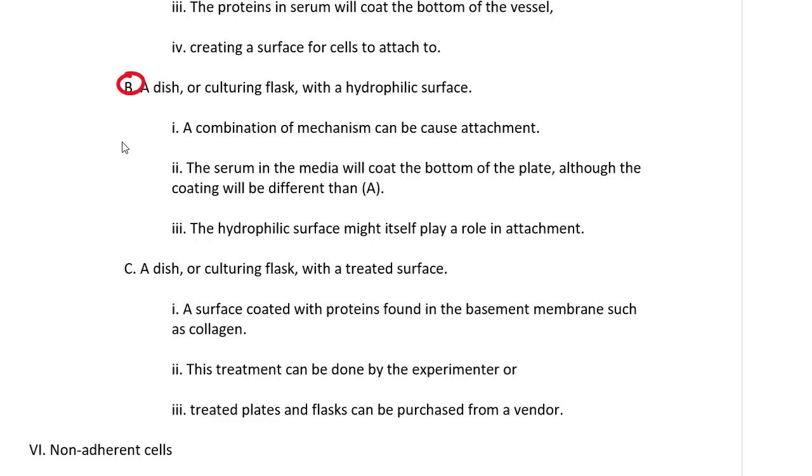The serum in the media will coat the bottom of the plate, although the coating will be different than A, because you have a hydrophilic surface, so you could think that perhaps different types of proteins are binding to the bottom of the plate than on a hydrophobic surface. The hydrophilic surface might itself play a role in attachment, meaning that for some reason, certain cells are happier with a hydrophilic surface and they bind more easily to it. So there could be a few things at play here.